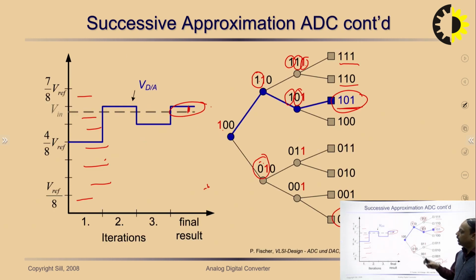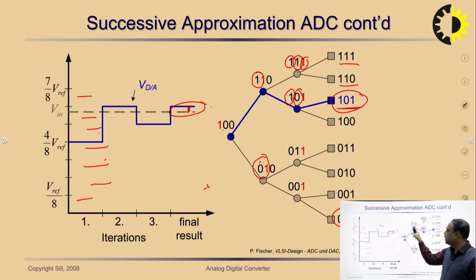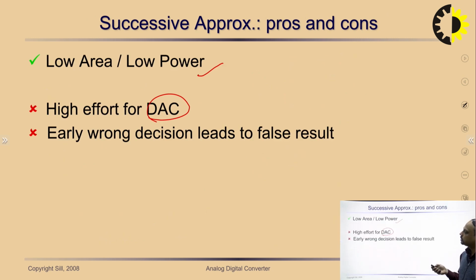If somehow one of the comparators works wrong and provides, like for the least significant bit, a 0 over here, the complete result goes out. So it depends upon the previous result or previous state of the circuit as well. That's why the chance of error is very high in successive approximation type analog to digital converters.